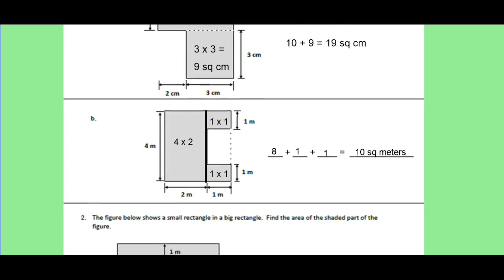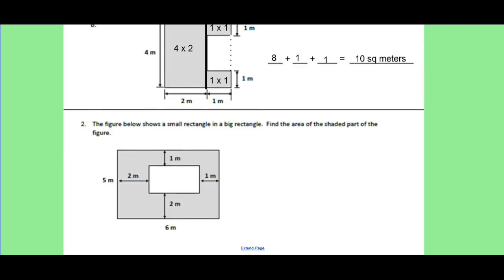Okay, so this one down here is just a little bit different. This says the figure below shows a small rectangle in a big rectangle. Find the area of the shaded part of the figure. So they just want to know about the shaded part.